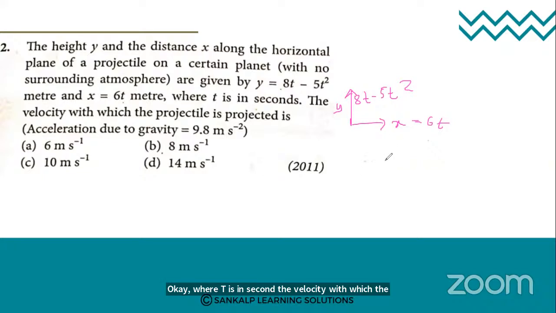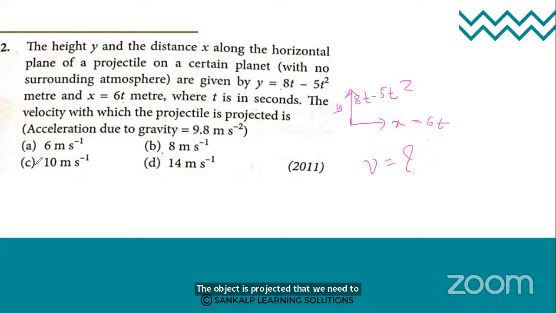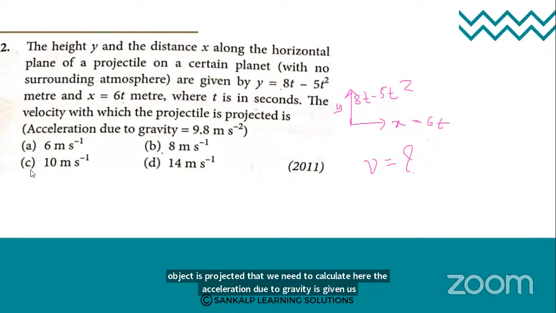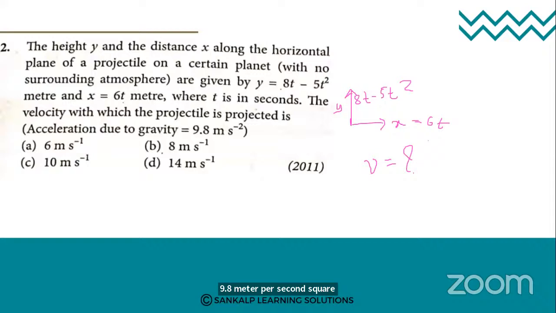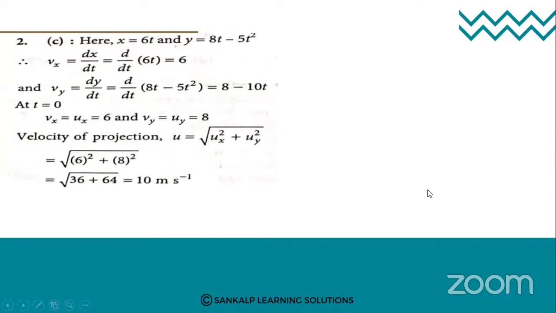Here we need to calculate the velocity with which the object is projected. The acceleration due to gravity is given as 9.8 meter per second square. Let us see how to simplify this one. Here x is equal to 60t, and y is equal to 8t minus 5t square.